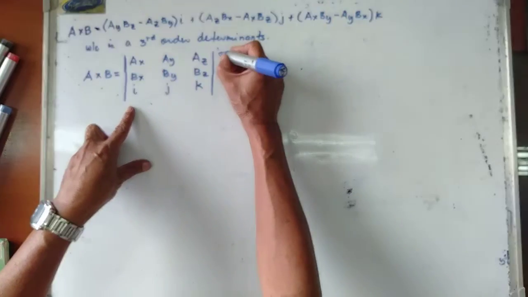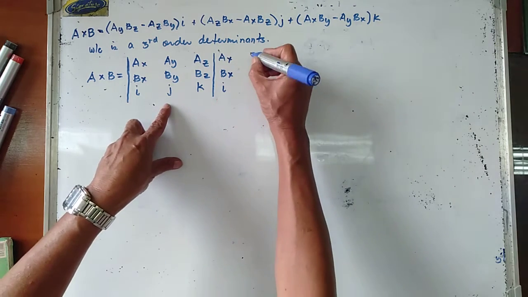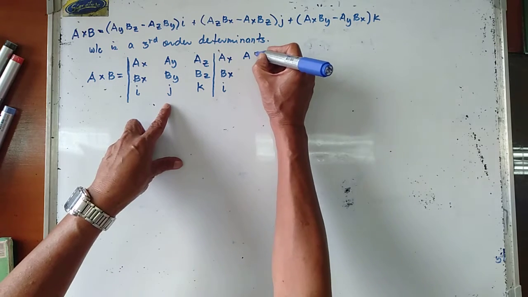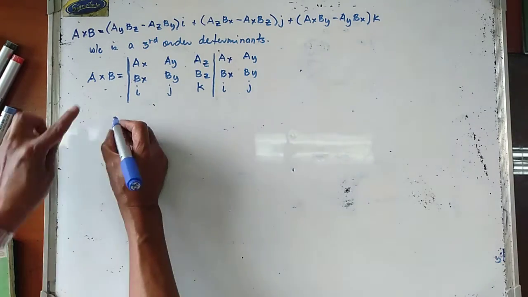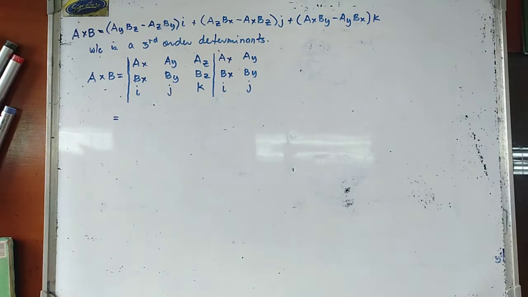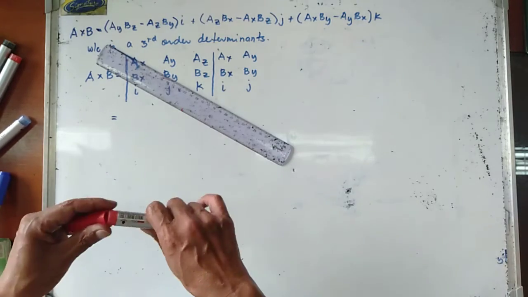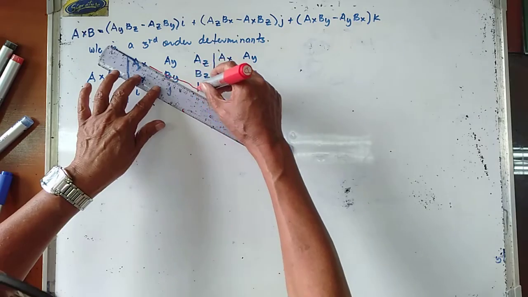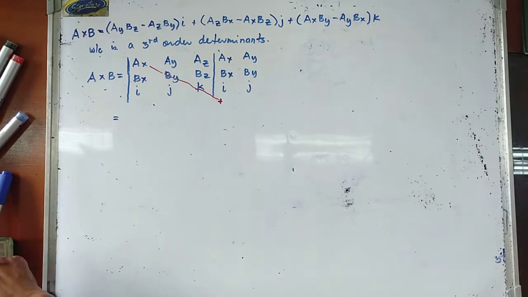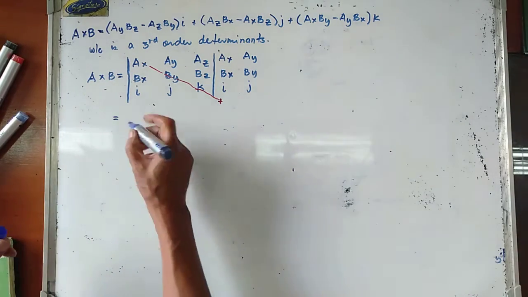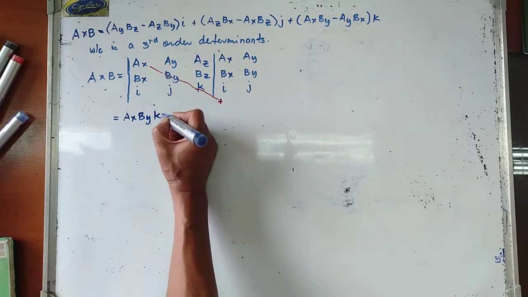So we have the first column in here: AX, BX, and that is I. And we have the second column: AY, BY, and this is your J. So the cross product of these two vectors is now equal to, okay, so we have this one in here, which is positive. So that is therefore equal to AX BY K.